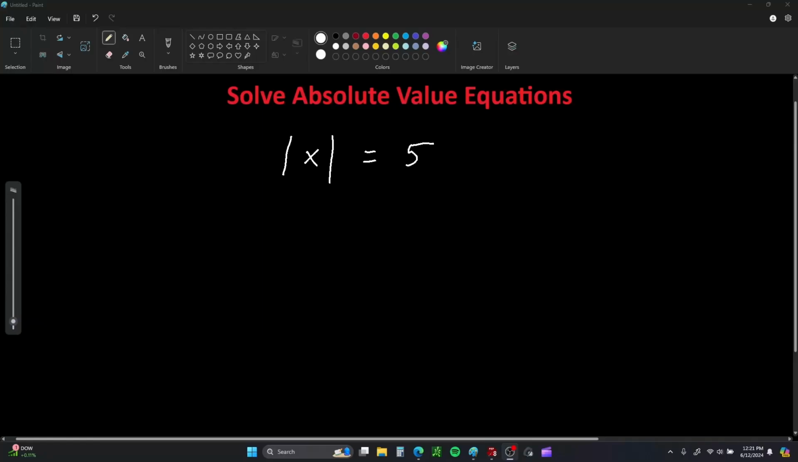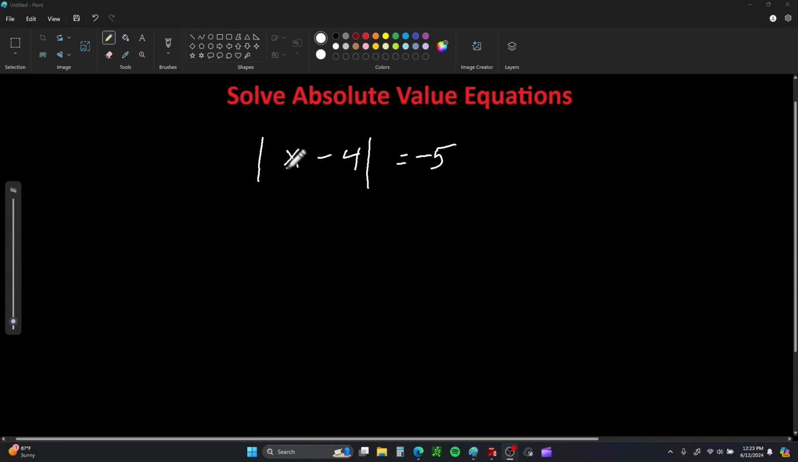When we look at an absolute value equation, it's important to remember that x can have two possible values. For example, if x was minus 5, well, the absolute value of minus 5 is 5, and the absolute value of 5 is also 5. So there are two possible answers.